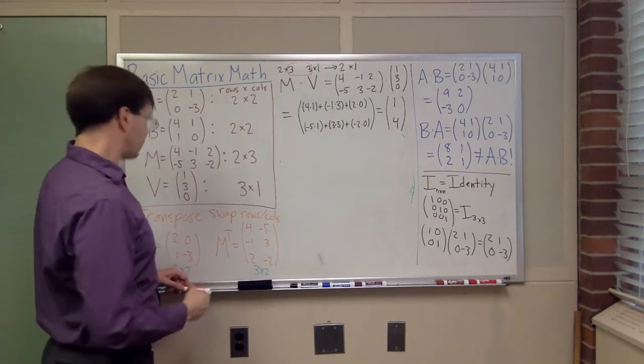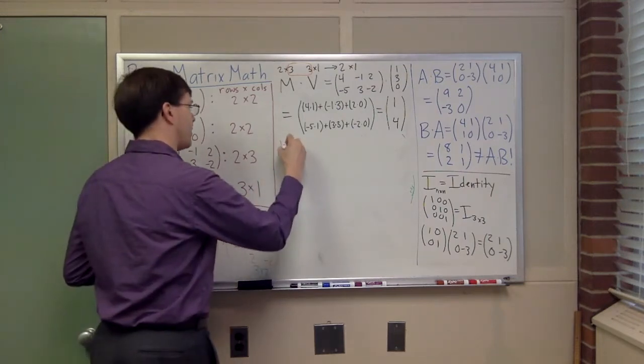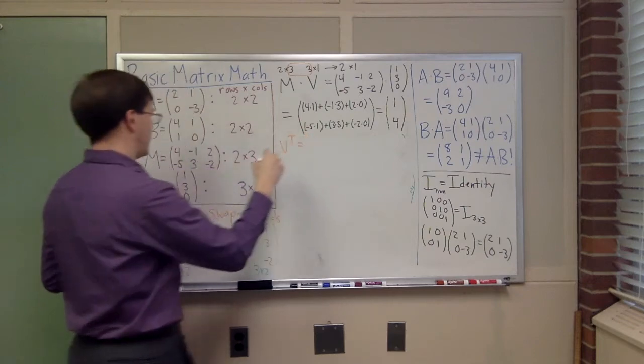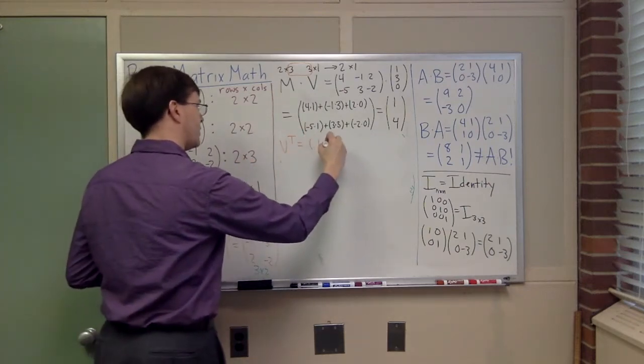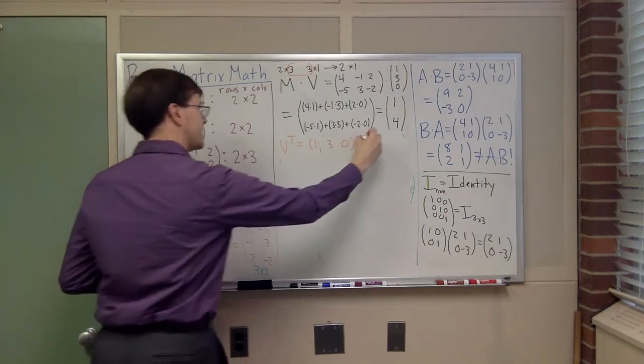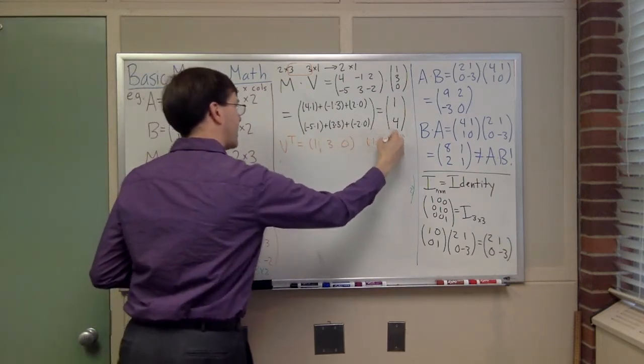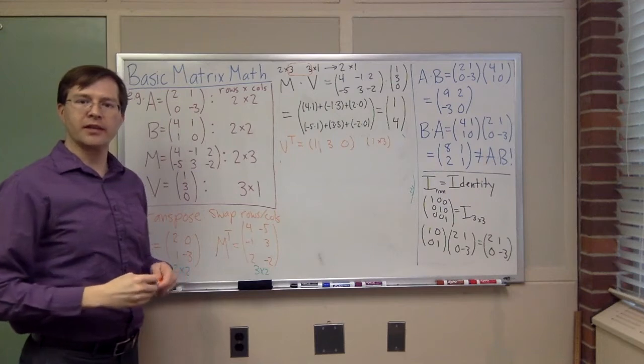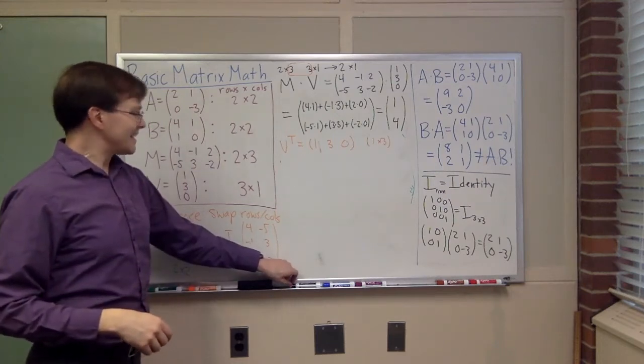I should have written this down. V transpose is going to be, what is it? It's going to be 1, 3, 0. This is 1 by 3, right? It's a row vector now instead of a column vector. That's V transpose. And here's the neat part.